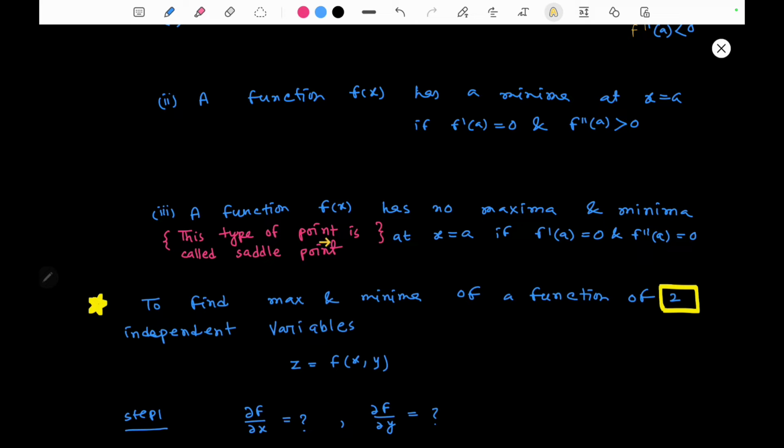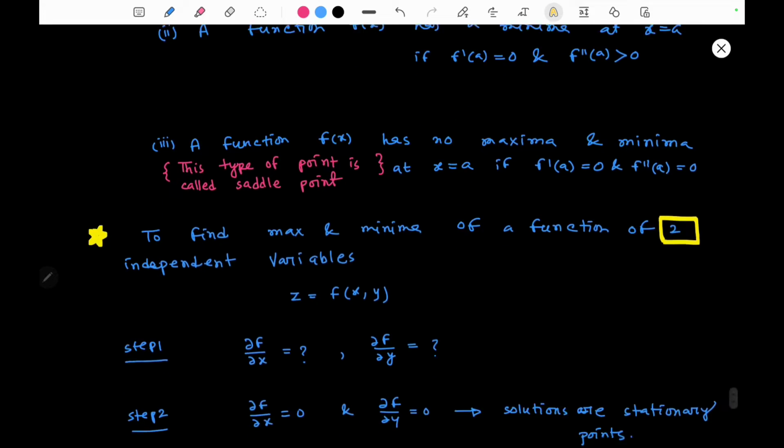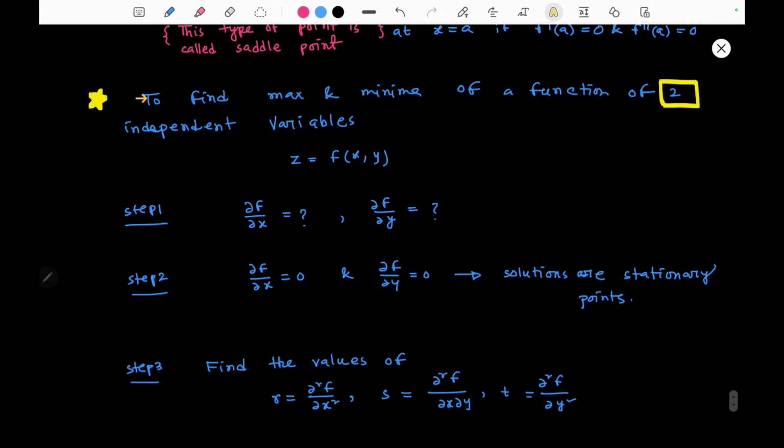So for this type of point, like x = a, there is no maxima and minima, and this type of point is called a saddle point. Okay. Now one more important concept is there: how to find maxima and minima of a function of two independent variables.